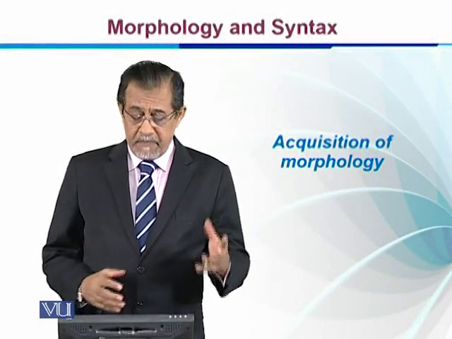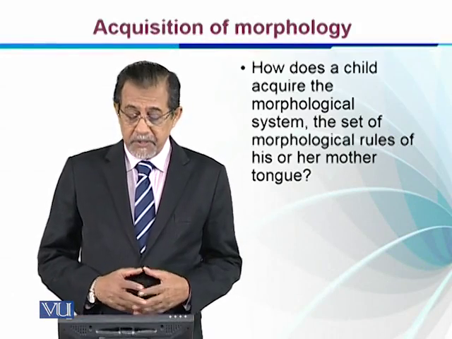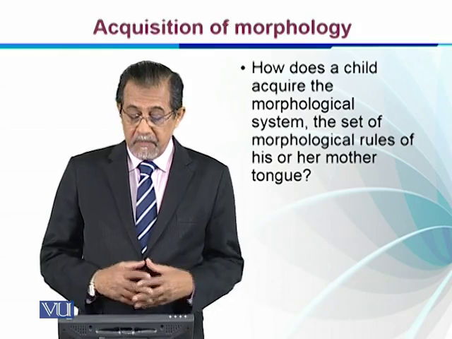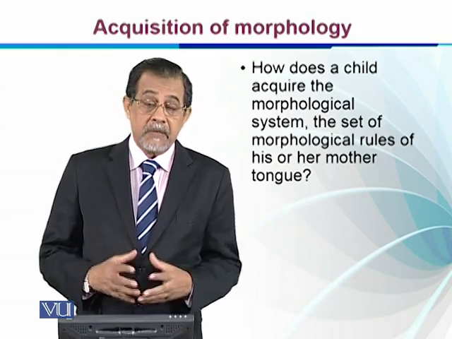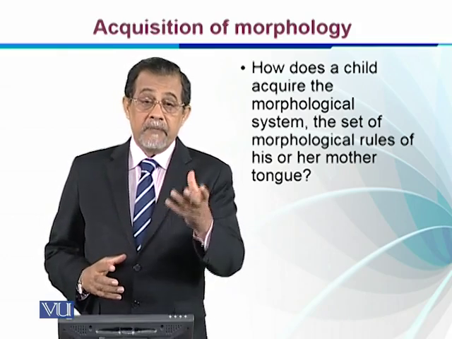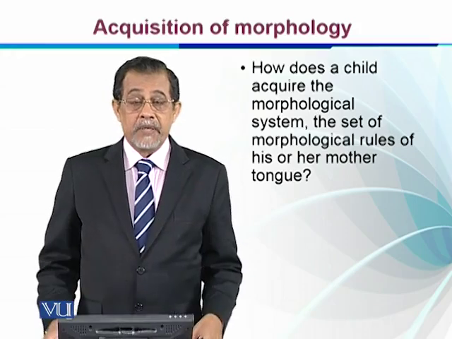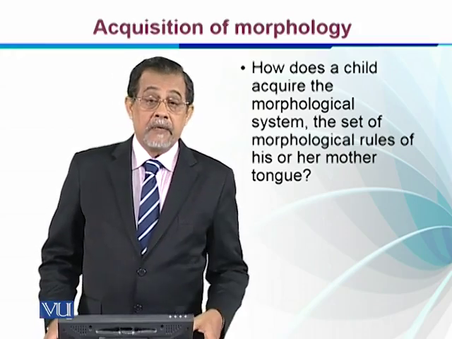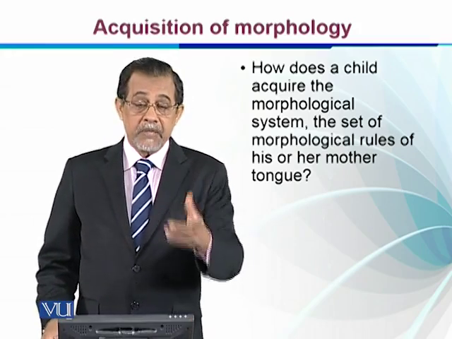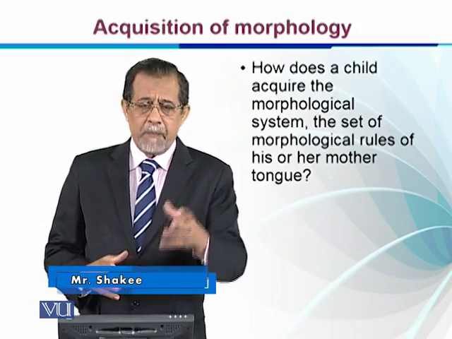Acquisition of morphology. How does a child acquire the morphological system, the set of morphological rules of his or her mother tongue? That's a very important question. How does a child learn the morphology of his language, how he uses a complex word? Does he use some rules to understand or to use complex words, or does he just simply memorize the complex forms?